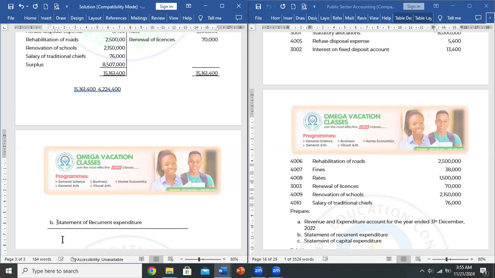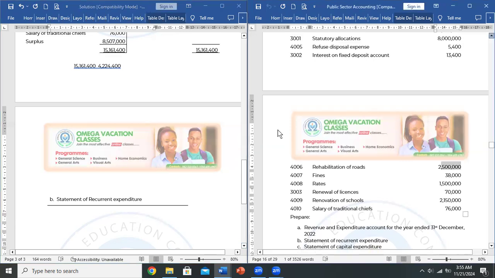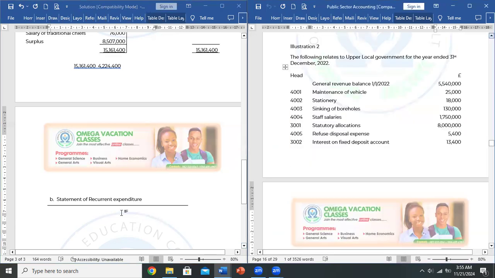It's very simple. It's a simple statement. It's not an account. You're just listing the recurrent expenditure and then you sum them up. That's all. So you have your title, statement of recurrent expenditure. Let's indicate the currency. Currency is I think euros. Let me use E for my euros.